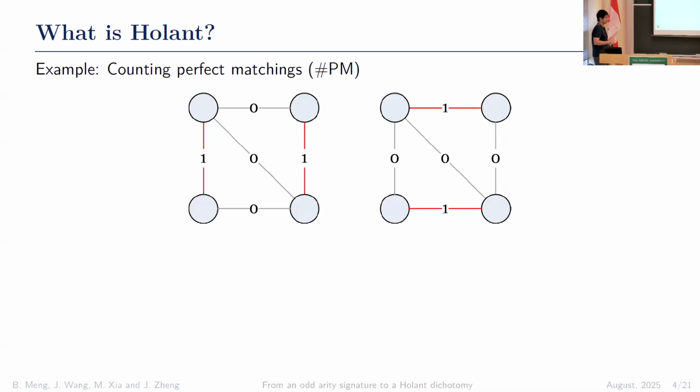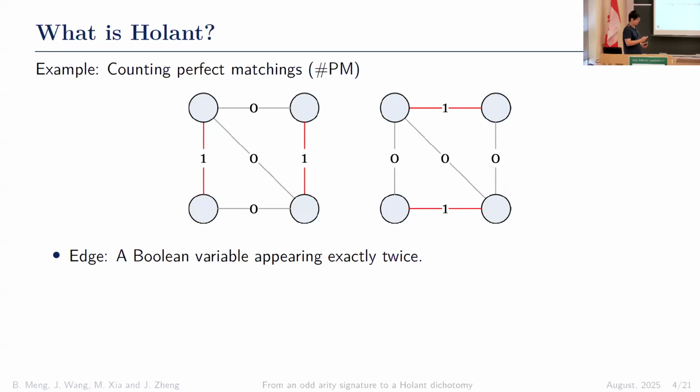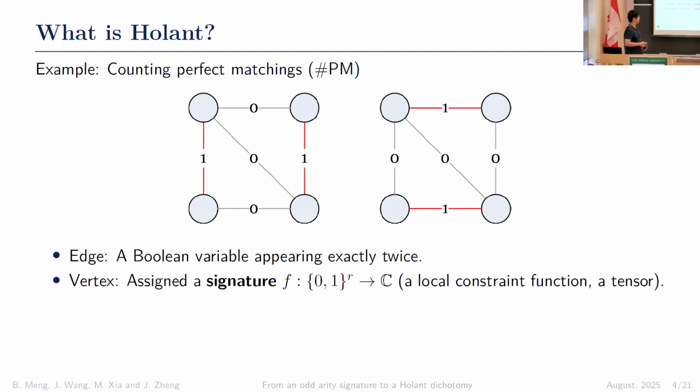And in the view of Holant, we view each edge as a Boolean variable appearing exactly twice. And each vertex is assigned a signature, or you can see it as a local constraint function, or if you have some knowledge from tensor network, a tensor, that is a mapping that maps its incident edges to a complex number. Also, the whole graph now is considered as a signature grid, which is considered as the input of this problem. Also, this can be seen as a tensor network.